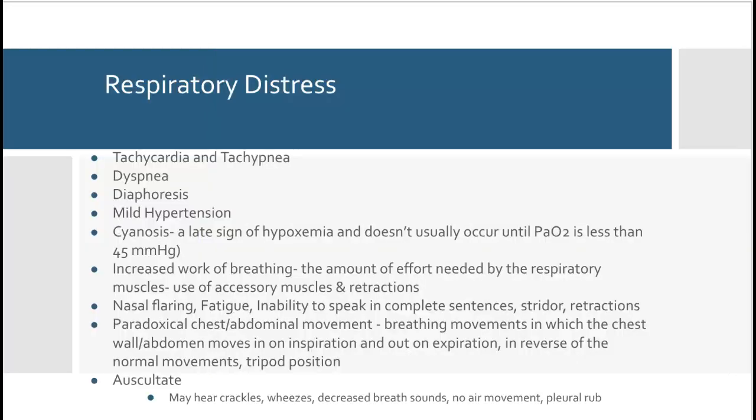So again, respiratory distress. Similar symptoms as those of hypoxemia: tachycardia, tachypnea, that shortness of breath, that dyspnea, diaphoresis, mild hypertension. We talked about that cyanosis is a late sign. Again, using those accessory muscles, nasal flaring, inability to speak in complete sentences, stridor, and retractions, and we'll talk more about retractions later on. Those are all signs of somebody who's really having a hard time breathing. Fatigue is common too, but not necessarily going to be those red flags that I'm going to be watching for.